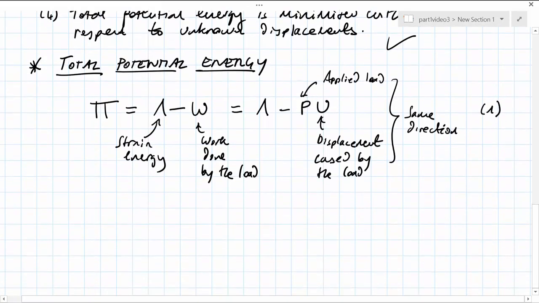For the system of elements, the total potential energy is the summation of the strain energy and all the work done by all the external loads and their corresponding displacements. This means that equation 1 is rewritten like so, where we sum over the elements, which we denote by E, from 1 to n, and we also sum by all the external loads, I, from 1 to P.